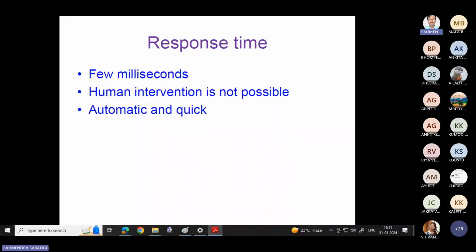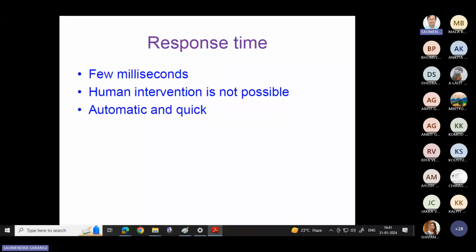Are you able to do it by human intervention? Like you are in the substation and somebody says, hey, a fault has come, and you go and trip the circuit. Can you do that? No, not possible. Why? If the fault current flows for a few seconds, because of the heat generated by I square R into T, the temperature will rise and all the equipment will be burnt.